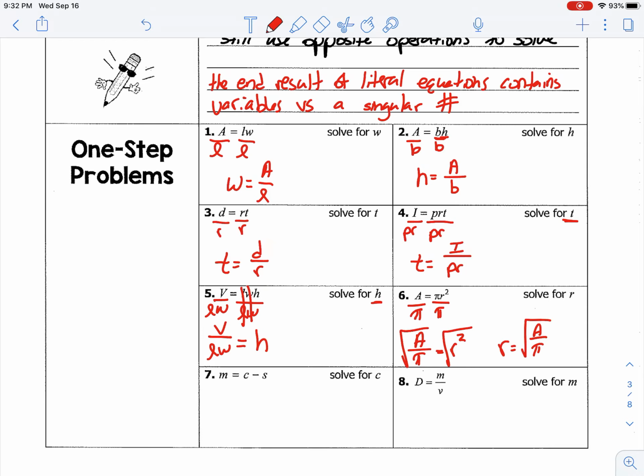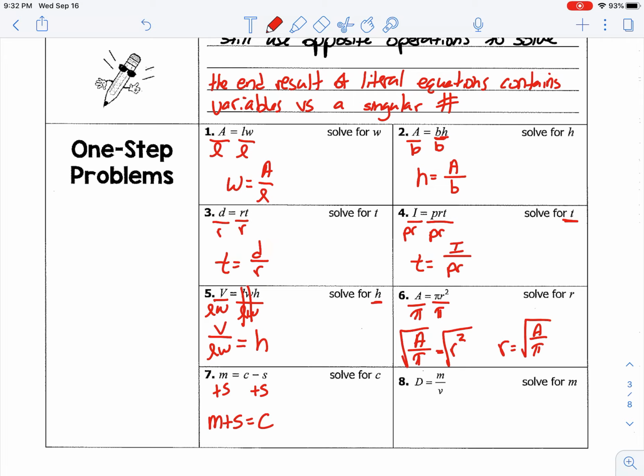So that was all multiplication division. In number 7 here, we're going to add the s over and add the s because it asked me to solve for c. I can't add m and s together, so I'm going to rewrite that as m plus s is equal to c.